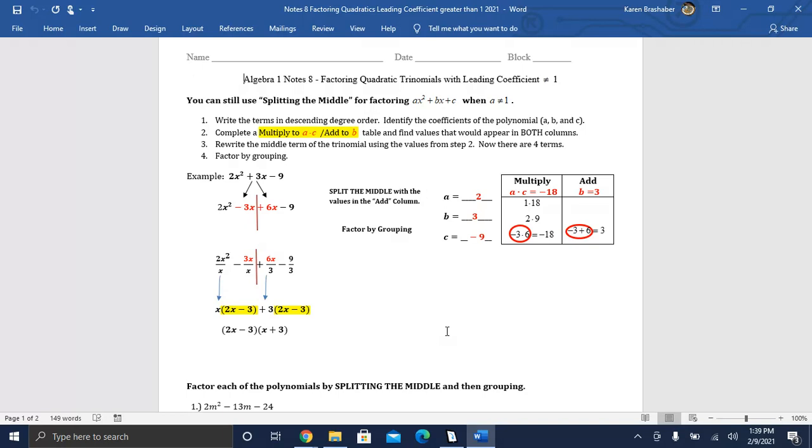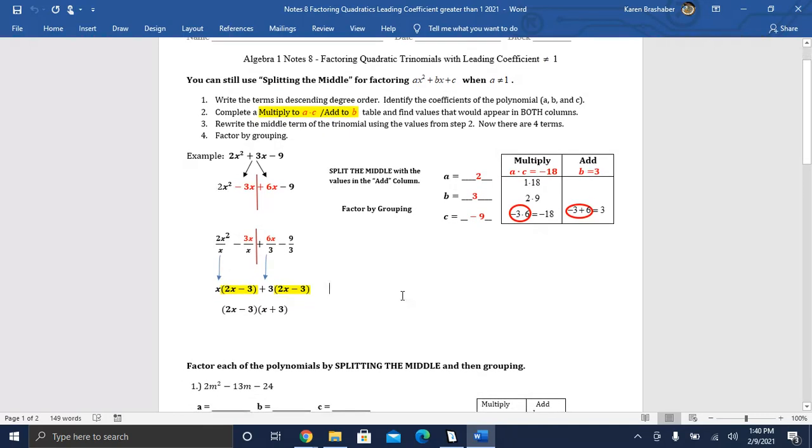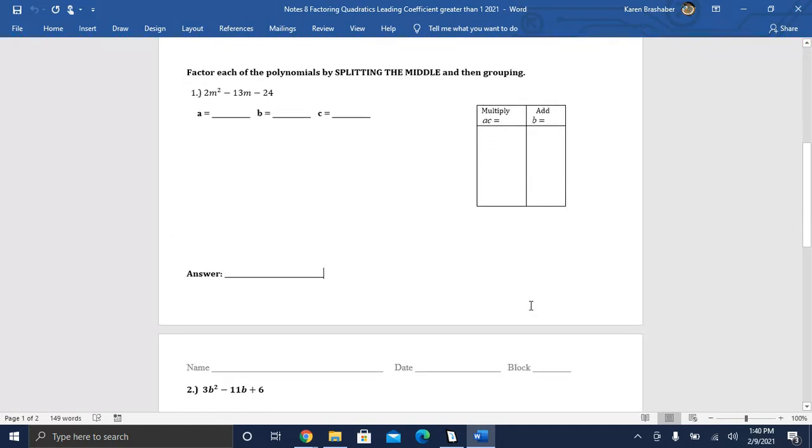The difference is that sometimes when you're doing that first dividing, it won't always be that you just divide by x, because the a, this number in front of your x squared, is not going to be a 1 in this lesson. But we're still going to do our multiply to AC and add to B table, and we'll be ending up with 2 parentheses. So you have your completed example shown at the top of the notes, and I'll be doing 2 examples for us as part of this video.